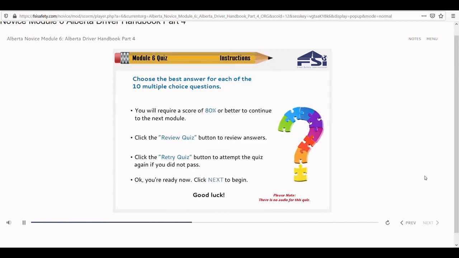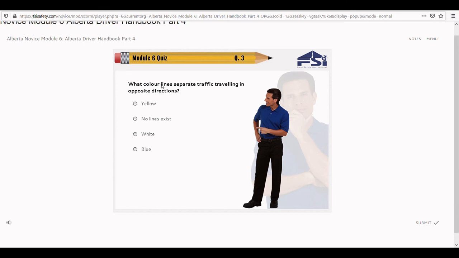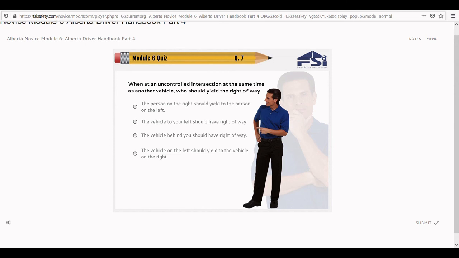Oh, here we go. The test. We're at the quiz. This is exciting. What color lines separate traffic traveling in opposite directions? All right. I like, this is my favorite answer. No lines exist. When at an uncontrolled intersection at the same time as another vehicle, who should yield the right of way? Whoever's the bigger pussy.